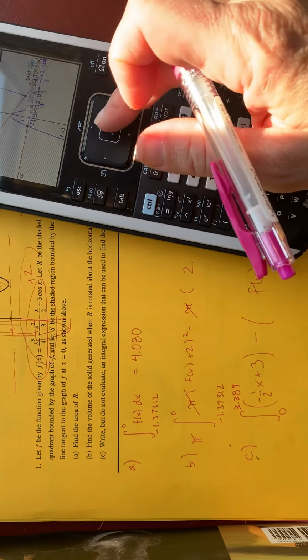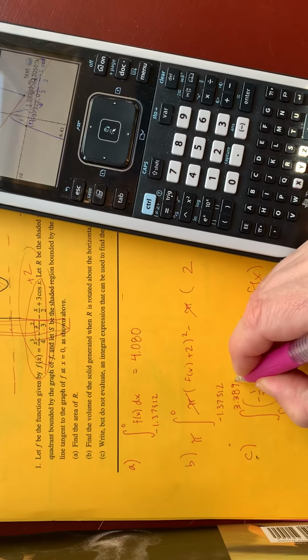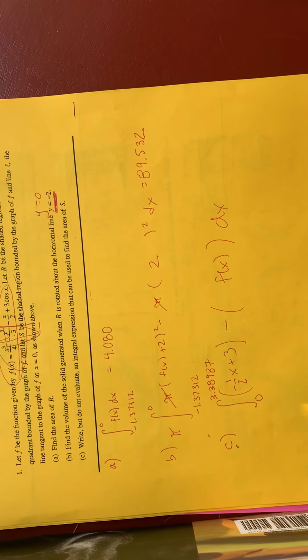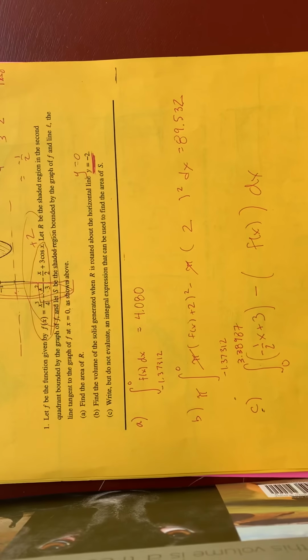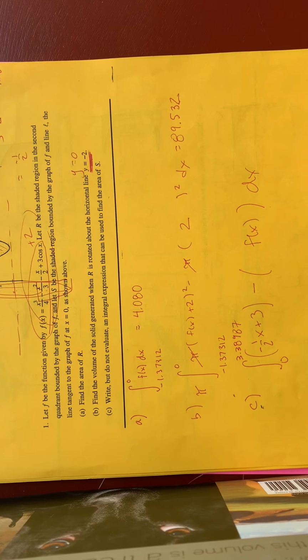So this is hard to read. 3.38987 is my intersection point. There we go. There's an integral expression to find the area of S. Calculus is a beautiful thing, people. All right, I'll do the next one in a minute.